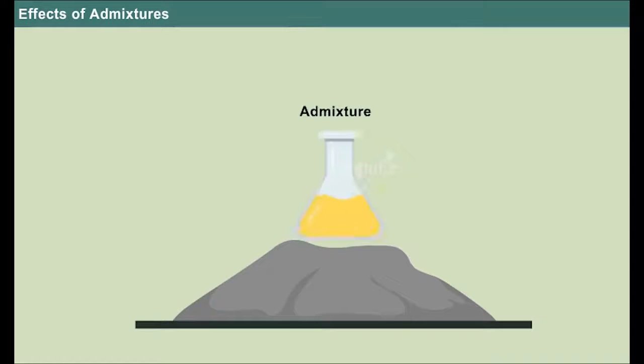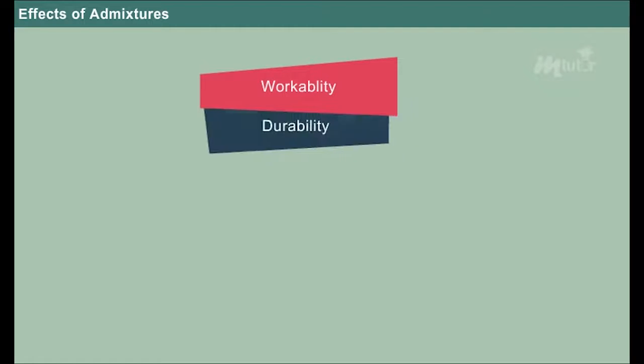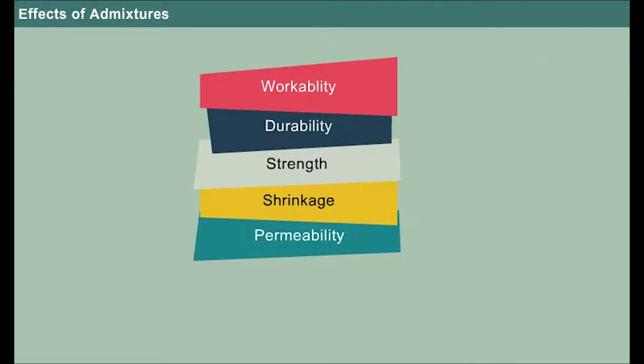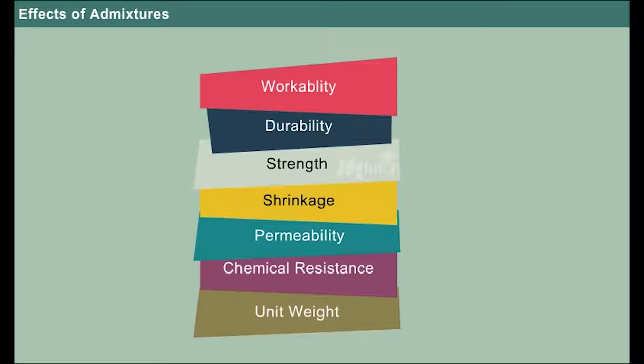results. When admixtures are added to the concrete mixture, it has a major effect on the properties of concrete like changes in workability, durability, strength, shrinkage, permeability, chemical resistance, and unit weight of concrete. Let us discuss each one in detail.